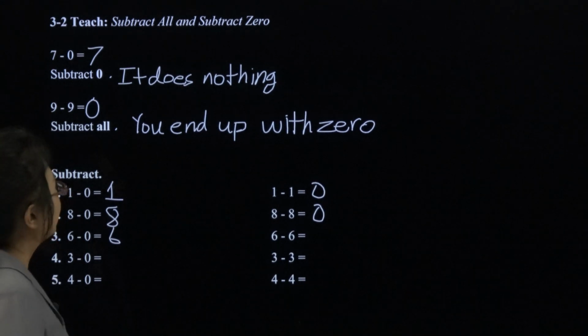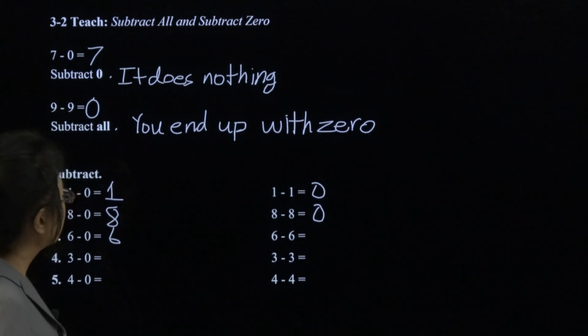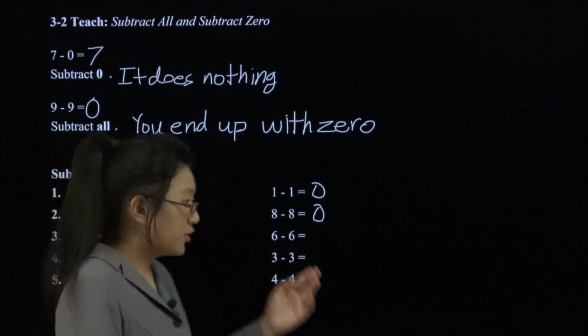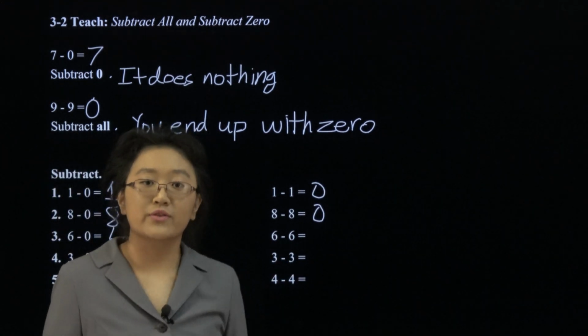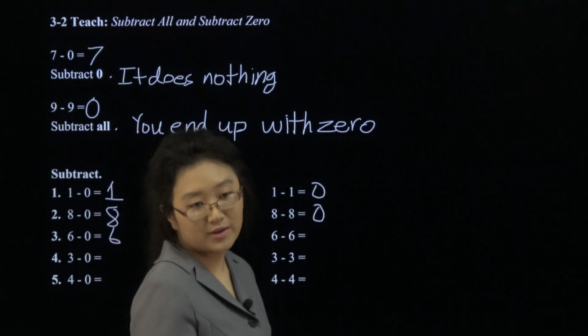Now what about 6 minus 6? Well, subtract all rule says you end up with 0 because you took away everything and you have nothing left. So 6 minus 6 equals 0.